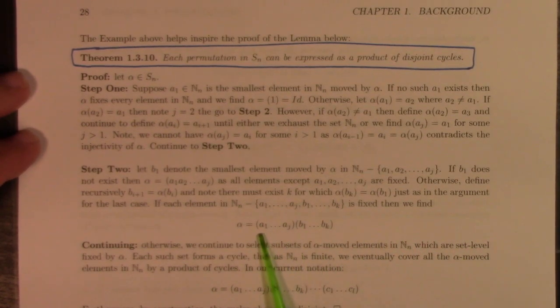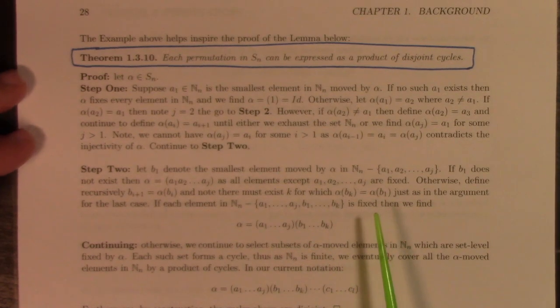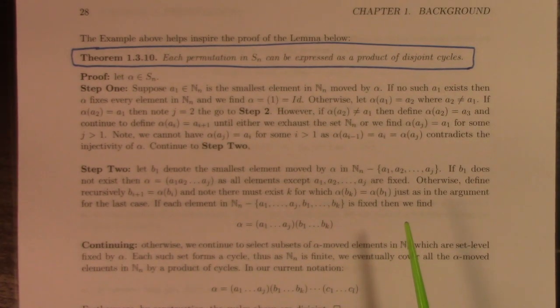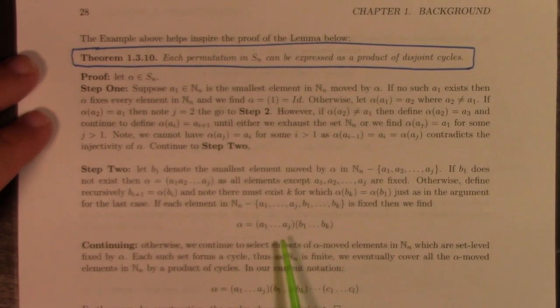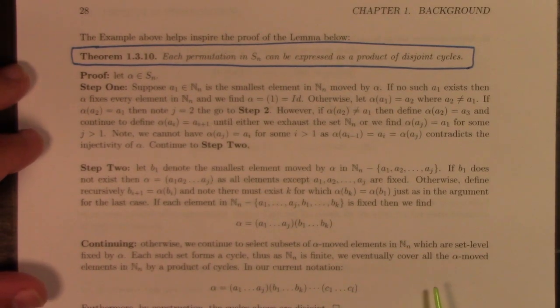And you've only got n numbers to work with here, so eventually you run out, right? By construction these are disjoint. So this has to stop at some point, of course, because S_n is finite, and so eventually we've covered all the alpha moved elements by a product of cycles in our current notation. And furthermore, by the construction, the cycles are disjoint. So I think this is a pretty good proof, I like it in some sense.